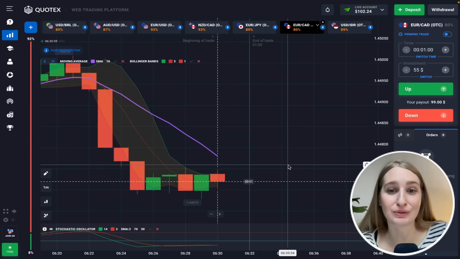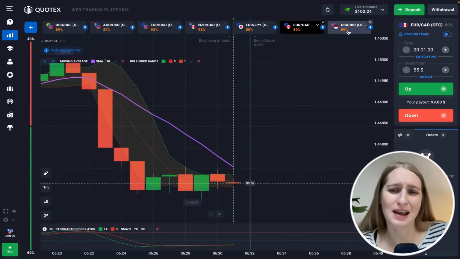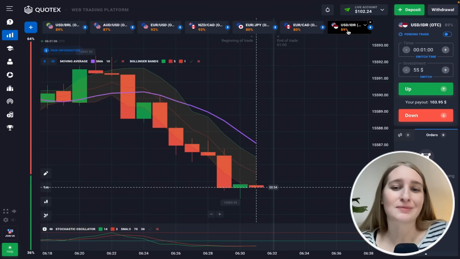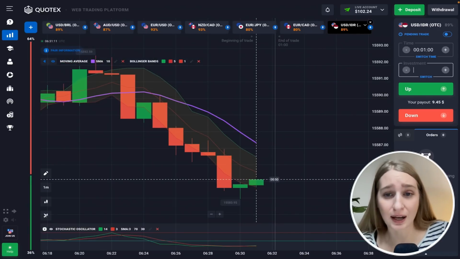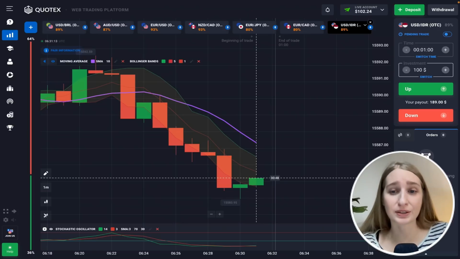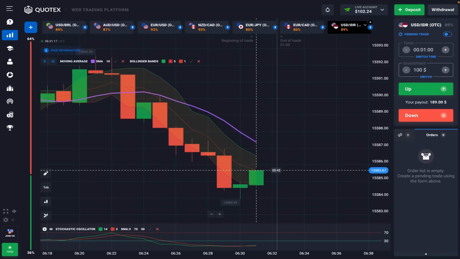The situation starts to be flattened and I'm not really sure if I can make this. So let's go to another currency pair. Let's give it time. Okay, $100 will be cool enough. Let's check this out with a call option.